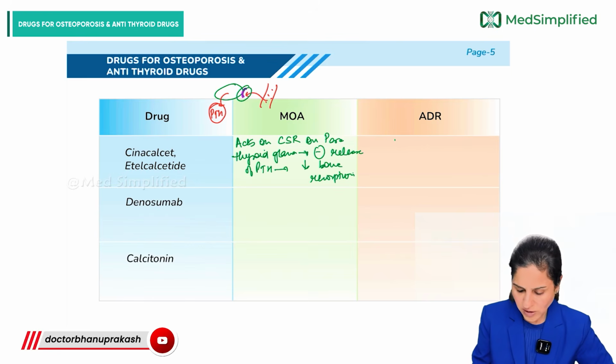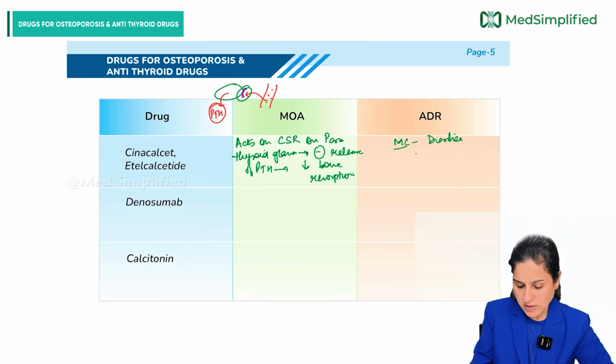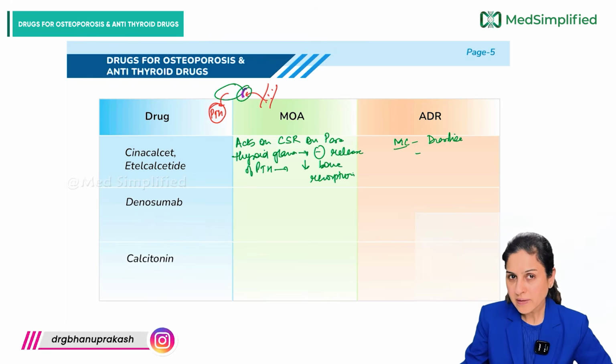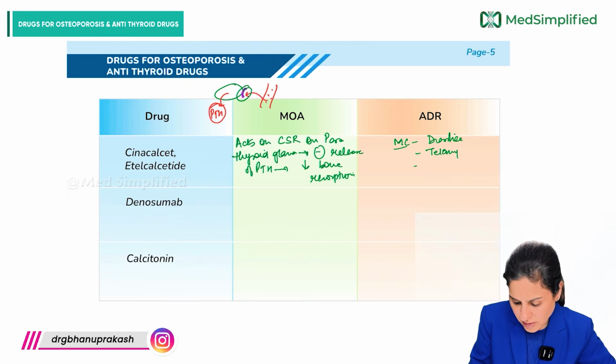The major adverse effects, the most common here actually with this is diarrhea. Now, because it causes decrease in the bone resorption, calcium will not be there in the blood, so there will be hypocalcemia. So, there can be tetany-like features, paresthesia, etc. also alongside.